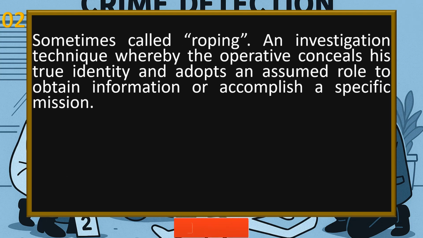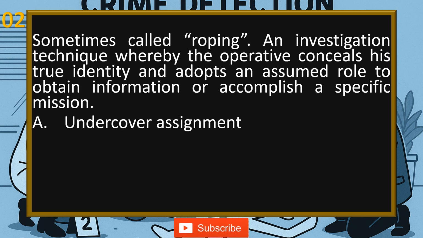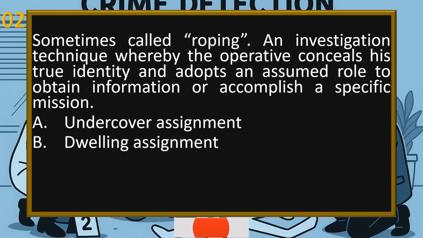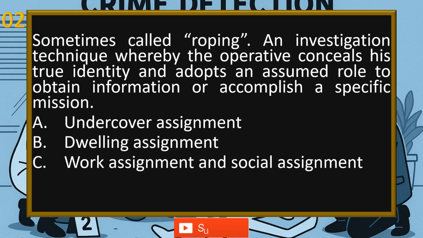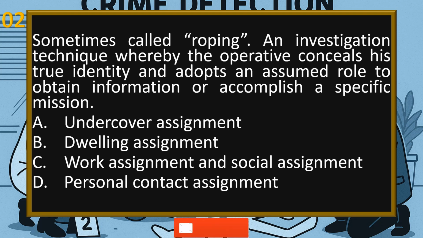Sometimes called roping. An investigation technique whereby the operative conceals his true identity and adopts an assumed role to obtain information or accomplish a specific mission. A. Undercover assignment. B. Dwelling assignment. C. Work assignment and social assignment. D. Personal contact assignment.